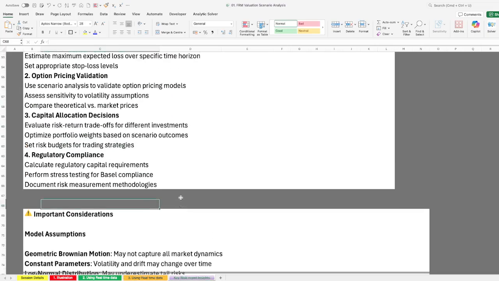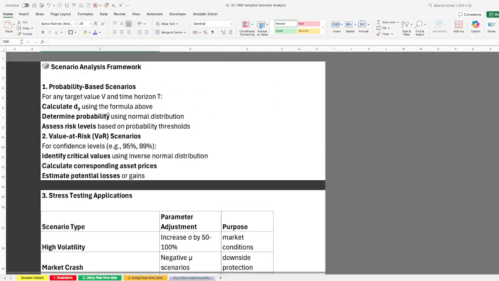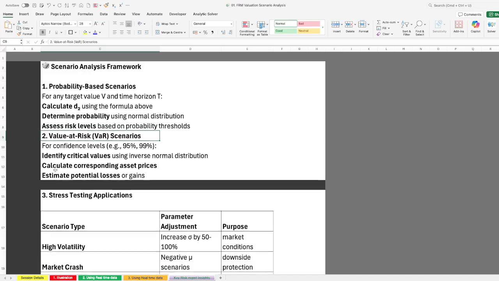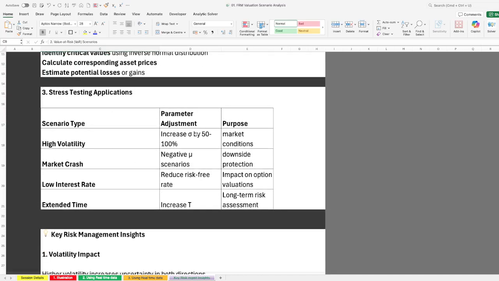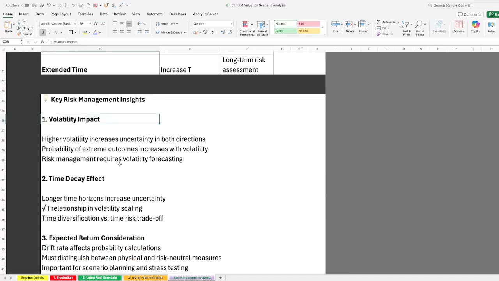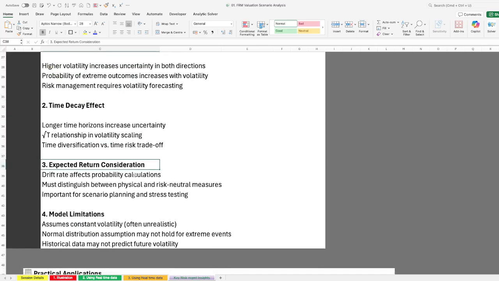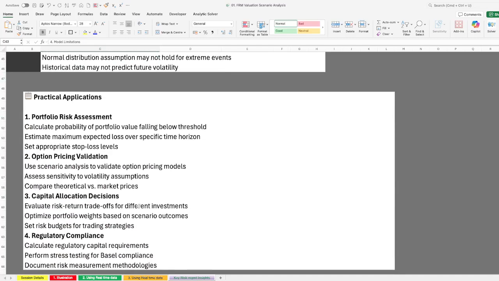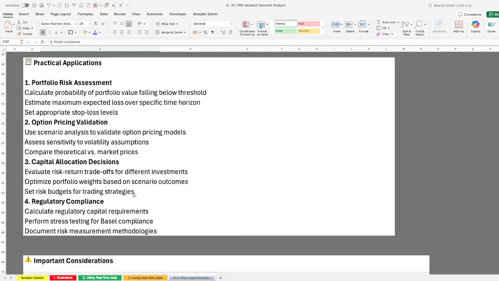So what are the key important learnings from here? We are able to calculate probability-based scenarios for any value V and time T, and we determine the probability using N of d2. Similarly, for various value at risk scenarios for a given confidence level, 95%, 90%, whatever it is, we can calculate the corresponding asset prices. We have also done stress testing using various high volatilities, and we can make changes here. The key risk management insights are the impact of volatility, time decay, expected return considerations, and model considerations. There are practical applications for portfolio risk management, option pricing validation, capital allocation decisions, and regulatory compliance.